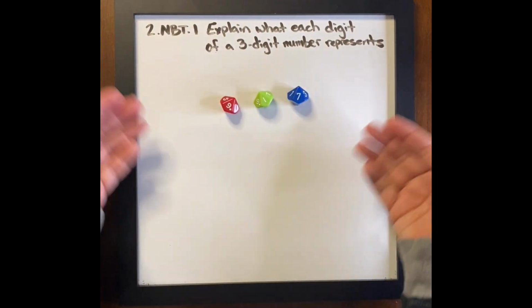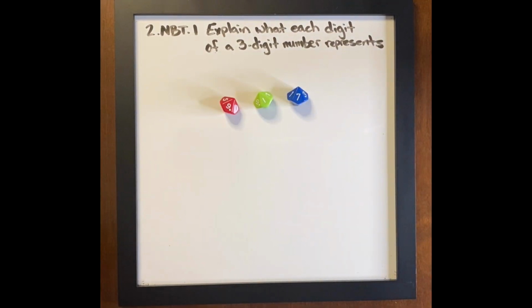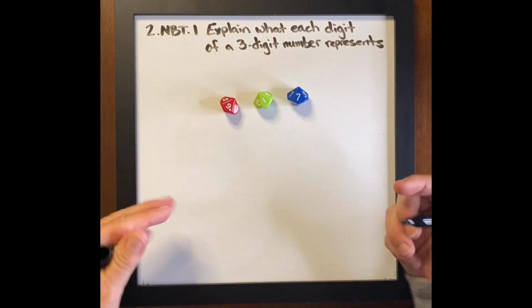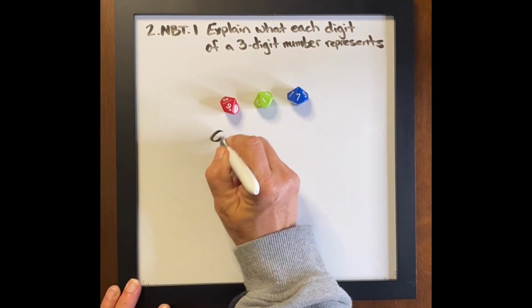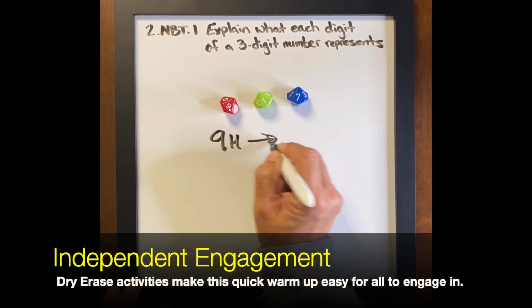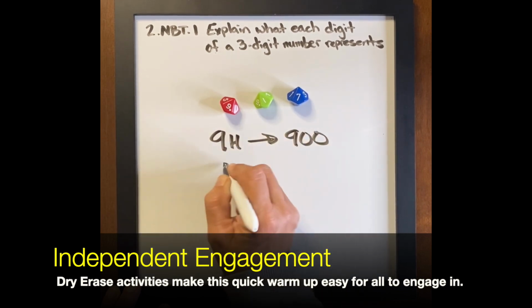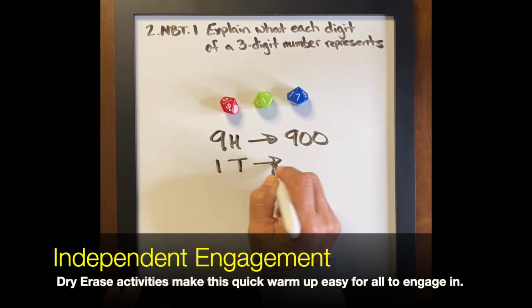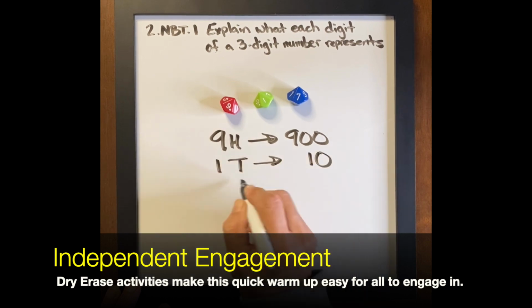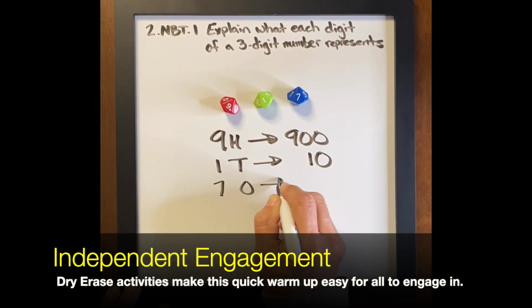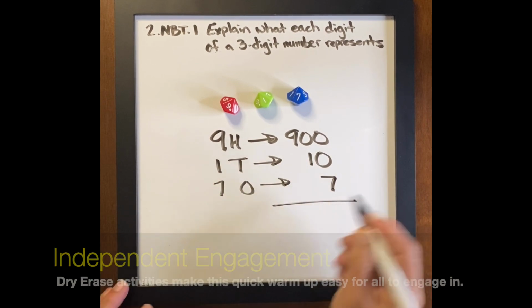You could do the exact same concept under a dot cam, getting students engaged. Now, maybe this time they all have their whiteboards. They have 9 groups of 100. The value is 900. 1 group of 10. The value is 10. 7 groups of 1. The value is 7. Okay?